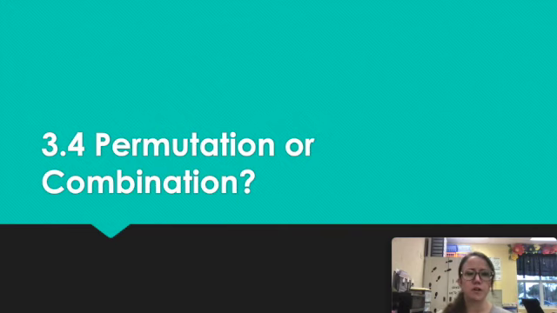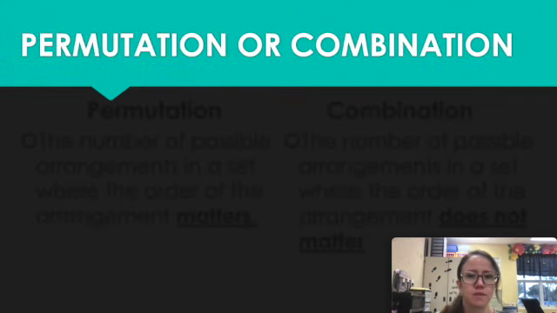Alright, 3.4. This one should be pretty quick, pretty easy. We've already covered permutation. We've already covered combination. So what happens if we need to do both? Like, we have to decide, is it a permutation? Is it a combination? So we're going to practice today.